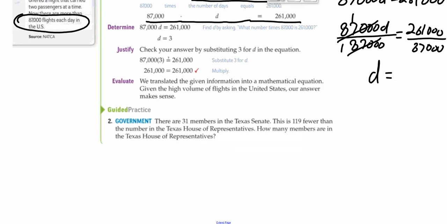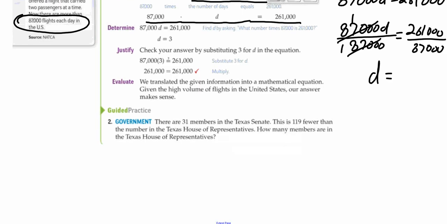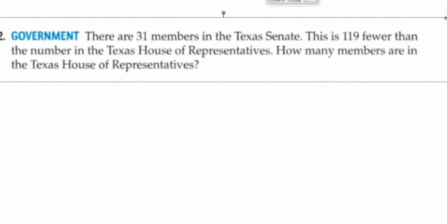So based off of that, there is a guided practice. Again, pause the video here and take a few moments to solve the guided practice problem number 2.